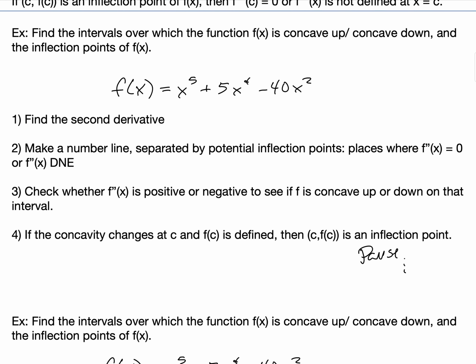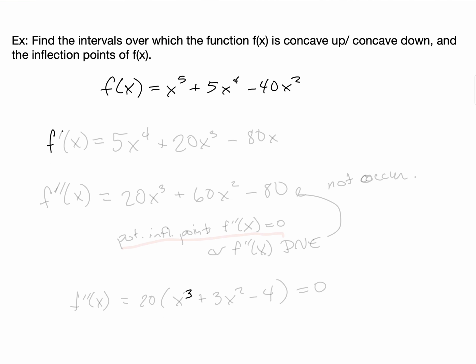Okay, so first we want to find the second derivative. To find the second derivative, we first need to find the first derivative and then take its derivative. So f prime of x is 5x to the 4th plus derivative of 5x to the 4th is 20x cubed minus derivative of 40x squared is 80x.